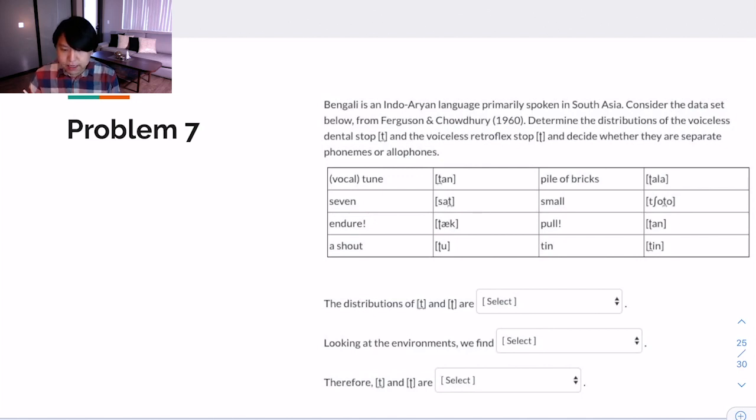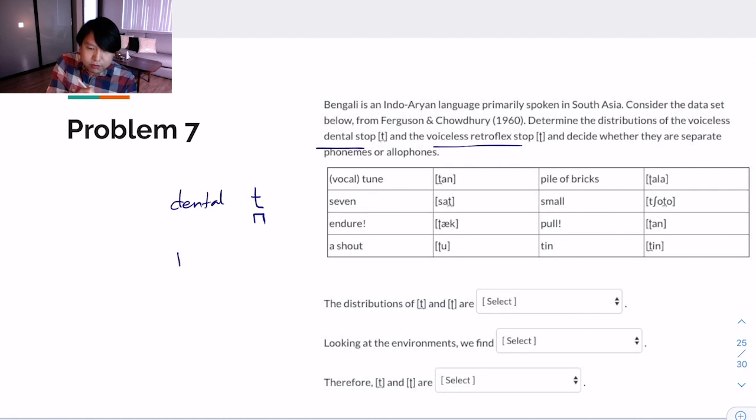There's a voiceless dental stop and a voiceless retroflex stop. So dental is a T with a small diacritic below it, and the retroflex stop has a little bit of a hook, a kind of long hook at the bottom. So there are two different stops.